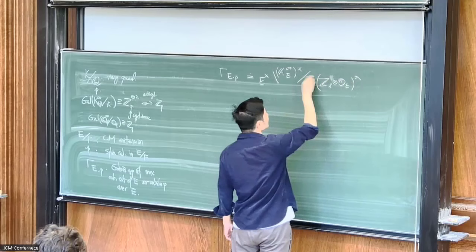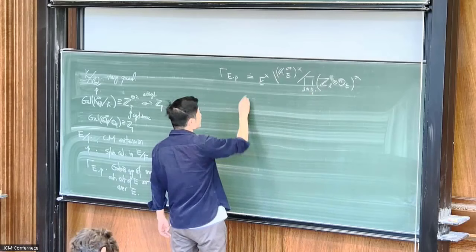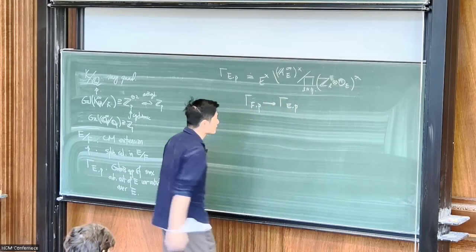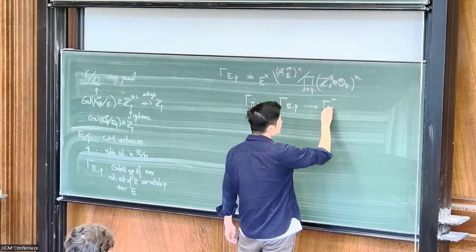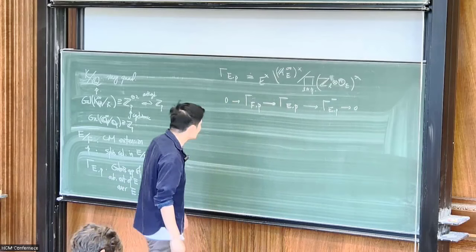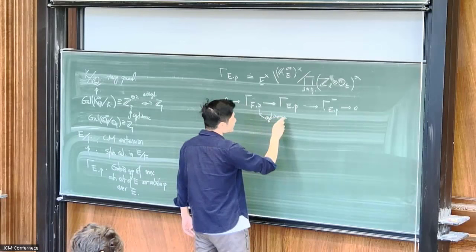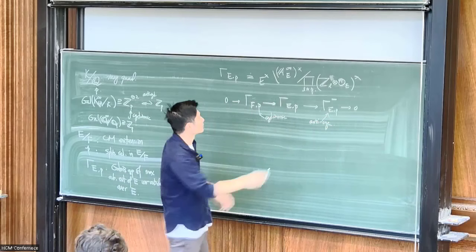We have a natural inclusion Γ_{F,p} inside Γ_{E,p}, and there is a quotient we denote by Γ^-_{E,p}. This will be the cyclotomic direction, and this will be the anti one. I denote this quotient by norm minus.